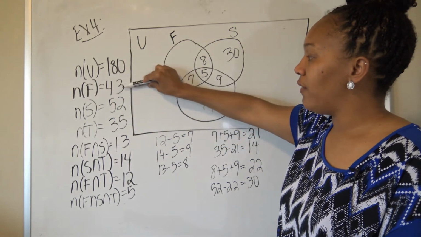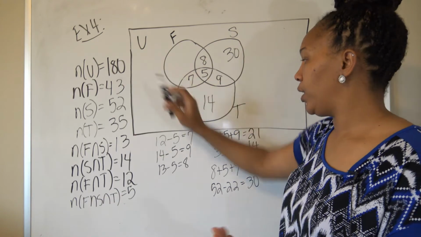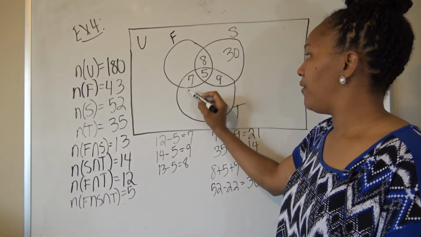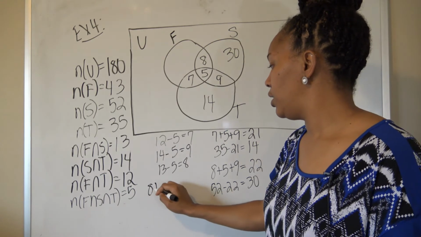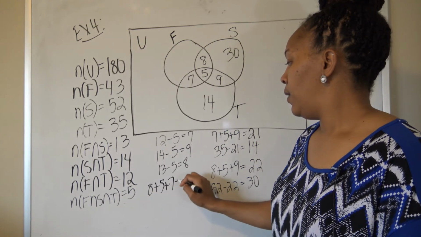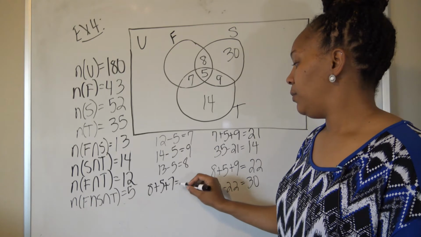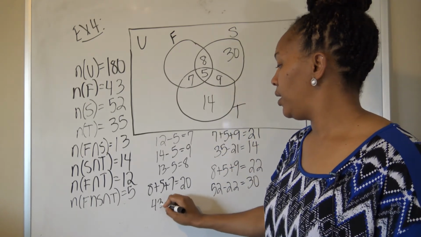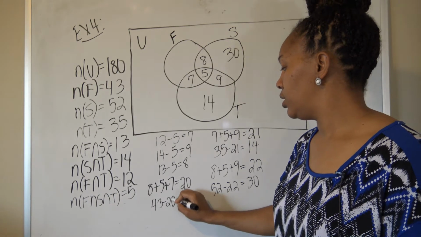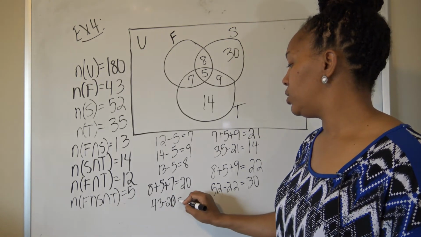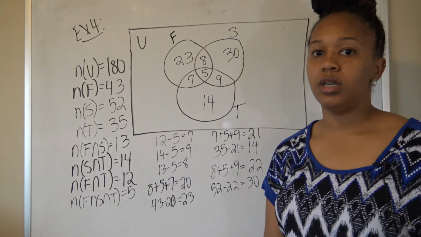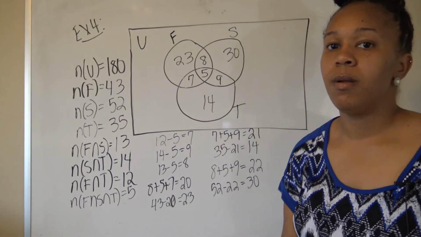So the next thing I have is the number that were in fraternities should be 43. Here's my circle for fraternities. It already has 8, 5, and 7 in it, so I'm going to add those 3 together. That gives me 13 plus 7 is 20. And it should be 43 in there. So to figure out how many goes in that other region, I do 43 minus 20, which is 23. So 23 should go in that region right there.